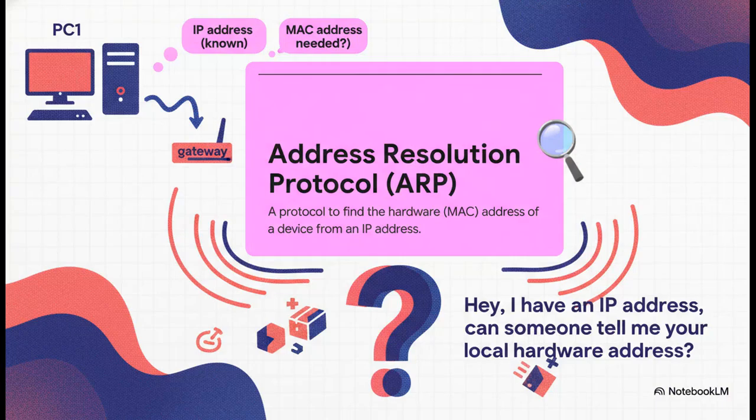But wait, there's a problem. PC1 knows the IP address of its gateway, but to actually send the packet locally to hand it off, it needs that local delivery address, the MAC address. This is where a super important protocol comes into play, ARP, the Address Resolution Protocol. You can think of ARP as the network's way of asking a simple question. Hey, I've got this IP address. Can somebody please tell me what your local hardware address is?